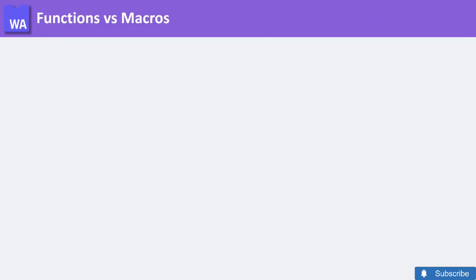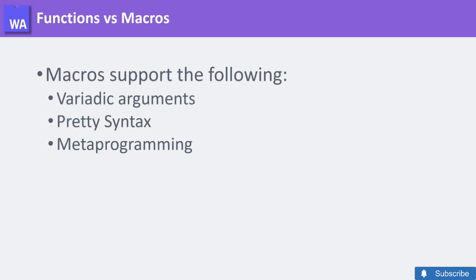We've talked a lot about macros. They're similar to functions. Functions and macros are written the same, with the exception of the exclamation mark symbol for macros. They both have a list of arguments. Conceptually, they can achieve similar goals. We can outsource logic into both features. So, what are the differences? Macros support the following features: variadic arguments, pretty syntax, and metaprogramming.